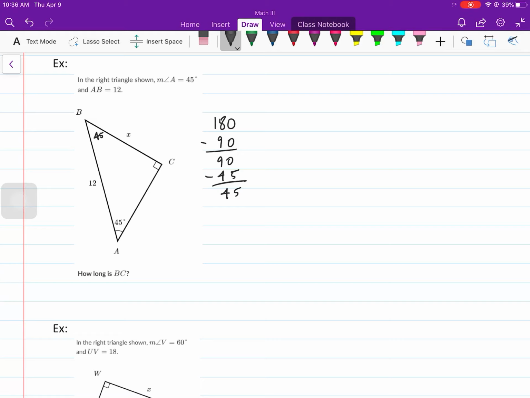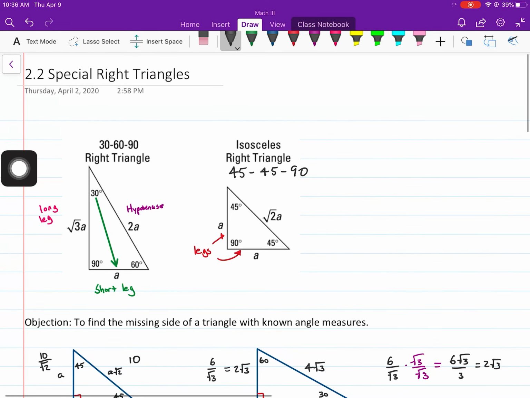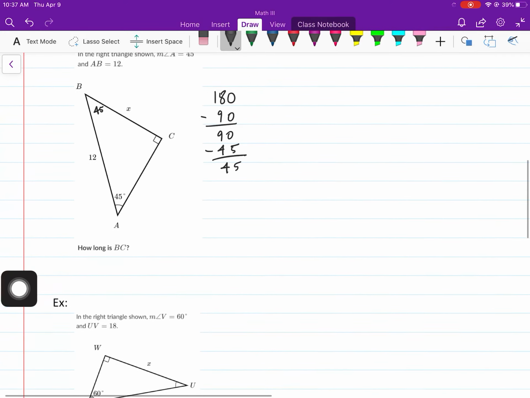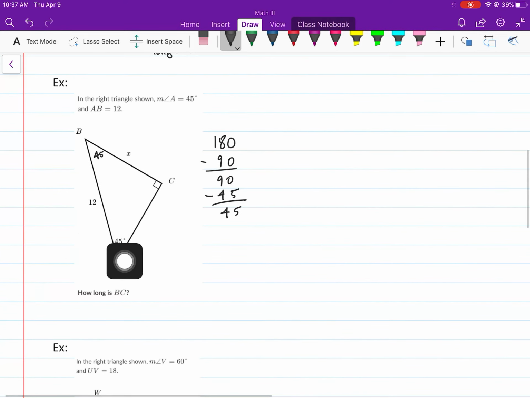Since we're going from the hypotenuse to the short leg, what's nice about 45, 45, 90 is we're only dealing with the square root of 2. We're either multiplying it or dividing it. If we want to go from the hypotenuse to the short leg, we're making it smaller, so we're going to divide by the square root of 2. So x is going to equal 12 divided by the square root of 2.